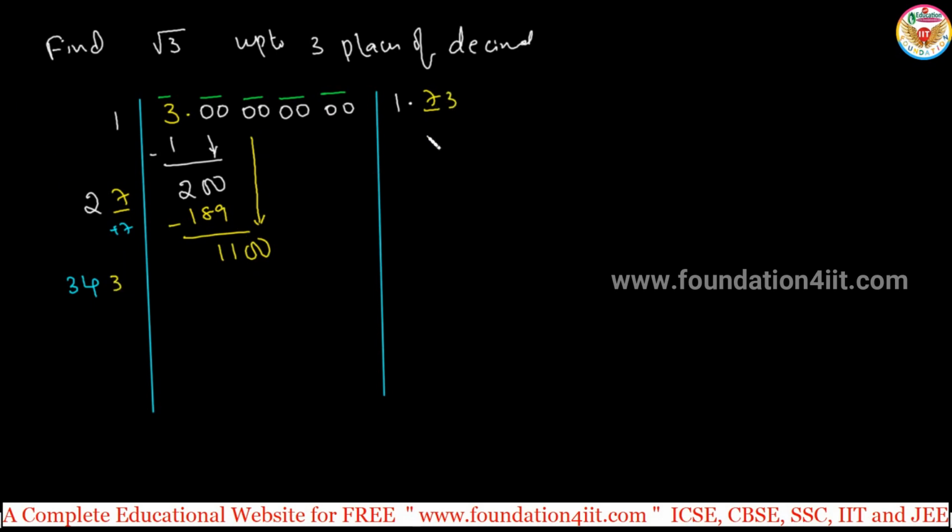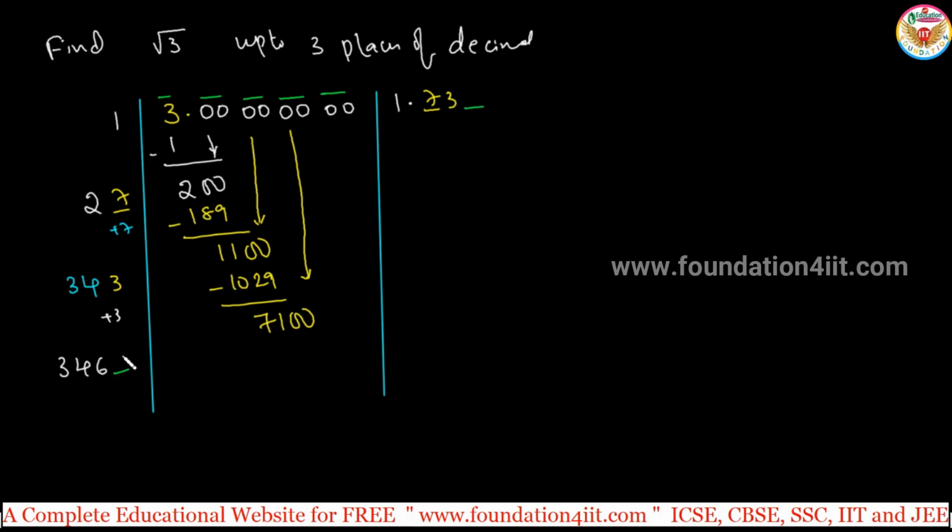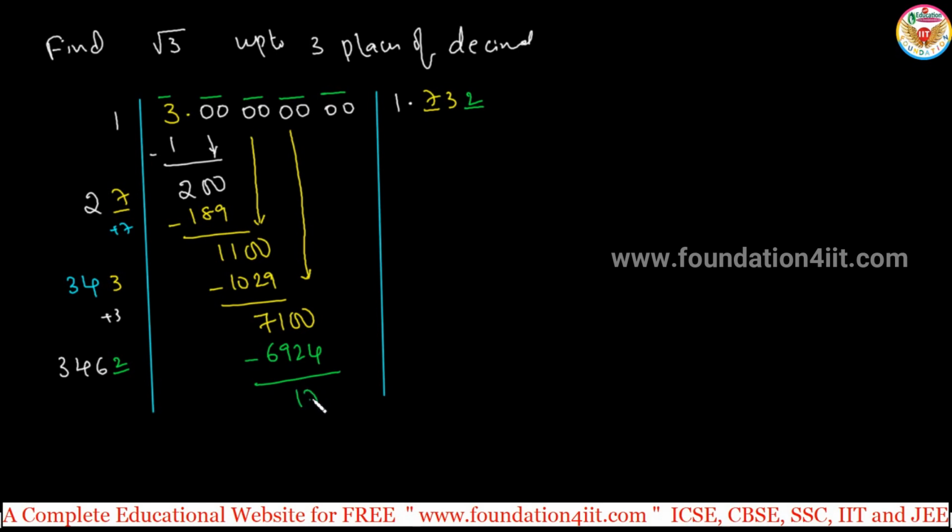So I can do rough work in these 2 places. 343 3s are 1029, right? Subtract this, 71. Next set, take this. Now same plus 3, one more I can add, 346. So this place, that is 3461 into 1, 3462 into 2, because 3 into 3 will be more. So 6924. Subtract this, you'll get 176. Next are 2 zeros.